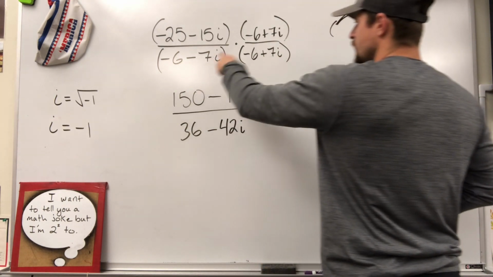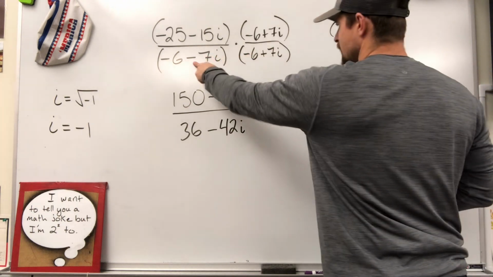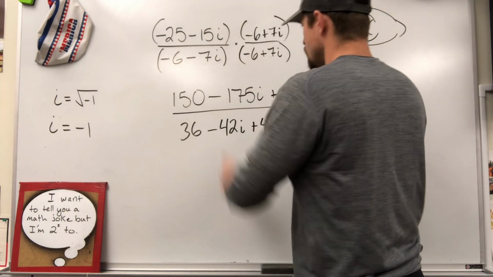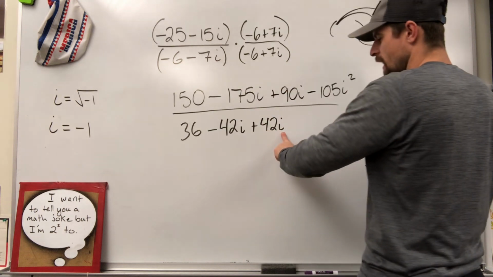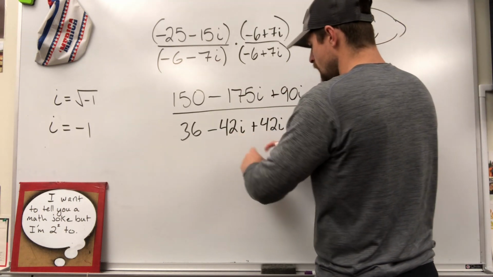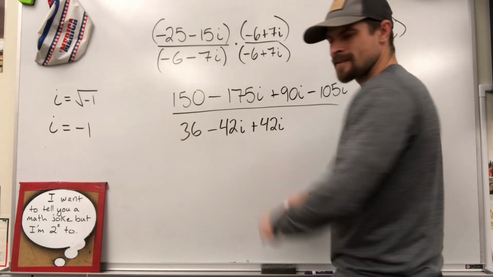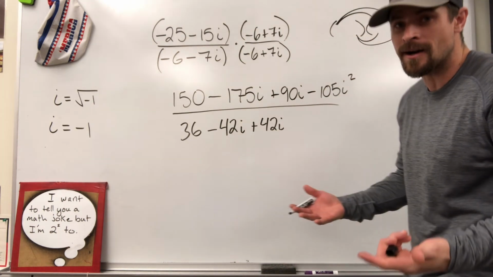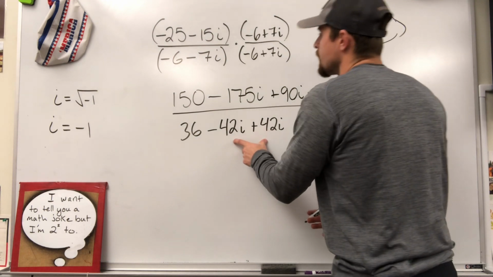That's negative 7i times negative 6. A negative and a negative make a positive. Check this out. That had an i, that did not, so we just got one i. Look at that. Negative 42i, positive 42i. What's about to happen? They're going to cancel, right? That's why we multiply by the conjugate, so these two can go away, all right?